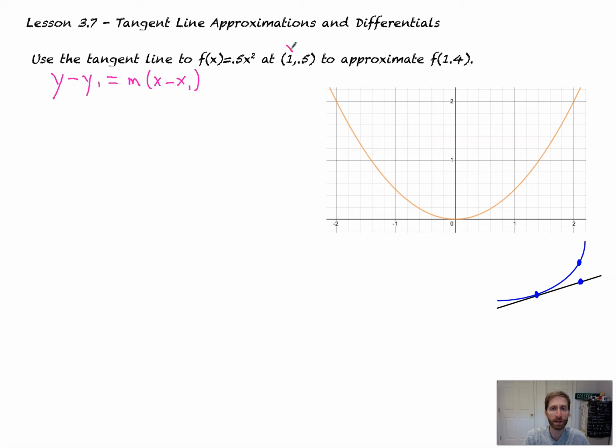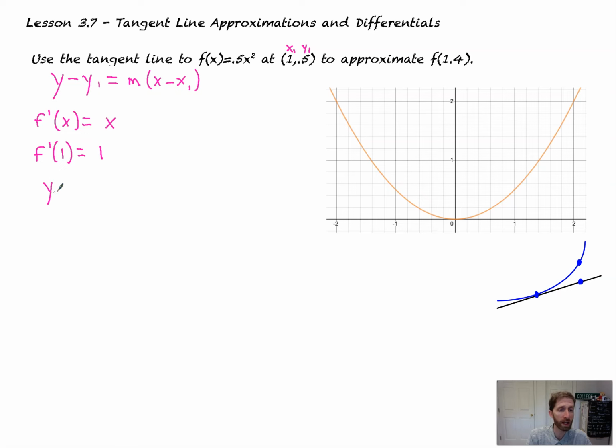Now we have our points. This is x1 and y1. But what we still need is the slope at x equals 1. So let's just find our tangent line. We'll worry about the approximation part shortly. So we need our slope to find what m is. So f prime of x, very simply, is 2 times 0.5, which is just 1. So it ends up being x. Very simple derivative. So what is the slope at x equals 1? Well, that would be f prime of 1. Just plug in 1 there, and so your slope is 1.